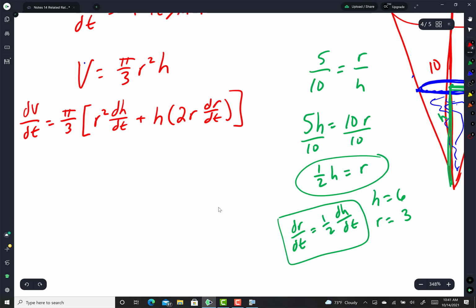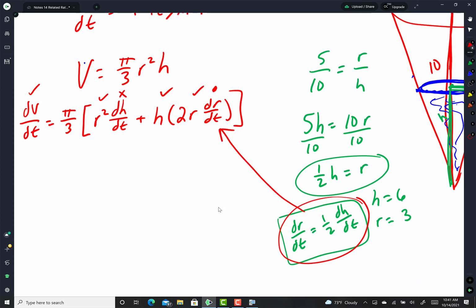Do I have everything I need? I actually do now. dV/dt, check mark. Radius, check mark. dh/dt, that's what we're looking for, so x. Height, check mark. Radius, check mark. dr/dt, yes, through this. So I'm just going to plug in my substitution, 1/2 dh/dt for dr/dt over here, so I can have everything in terms of dh/dt. That's what we're looking for, right? dh/dt.